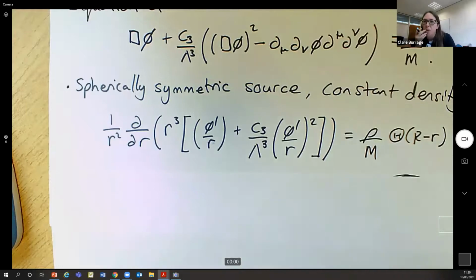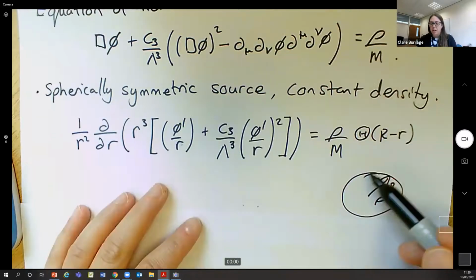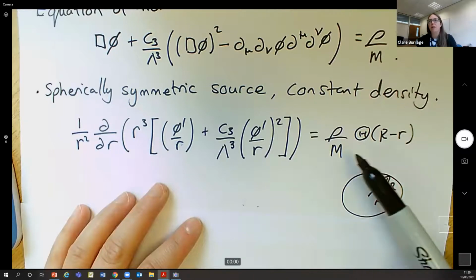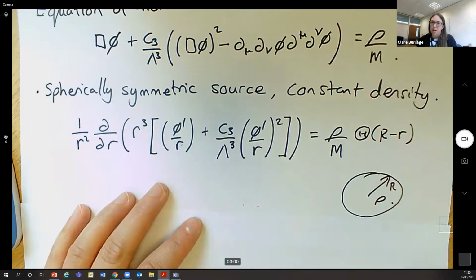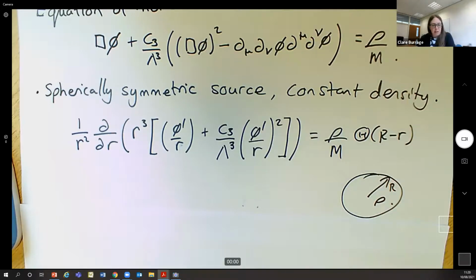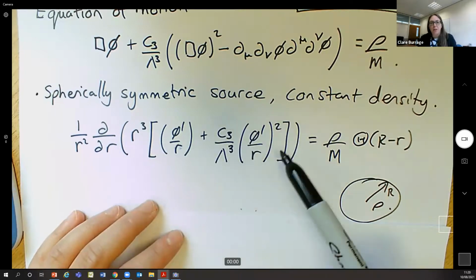So we can solve this again in the way that we have been talking about. We separate the behavior of the field into two regions, one inside and one outside the source, and then we match them at the boundary, and we say things don't diverge at the origin, things don't diverge at infinity, and that is enough information to completely determine the behavior of the scalar field.